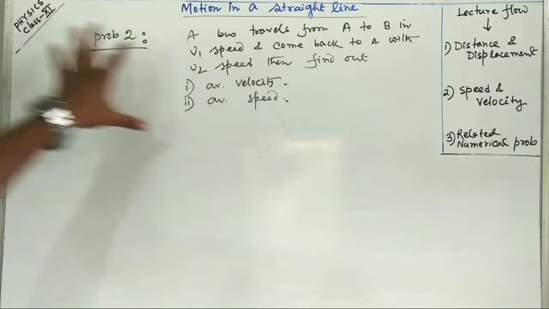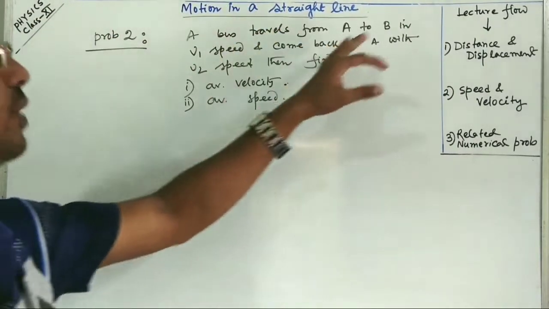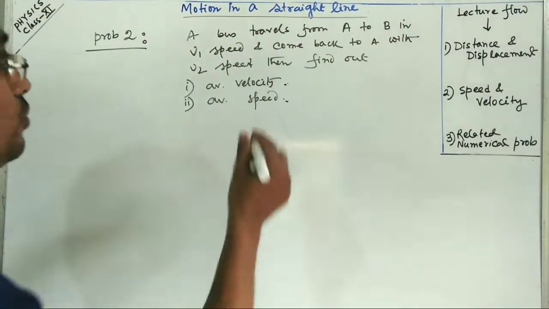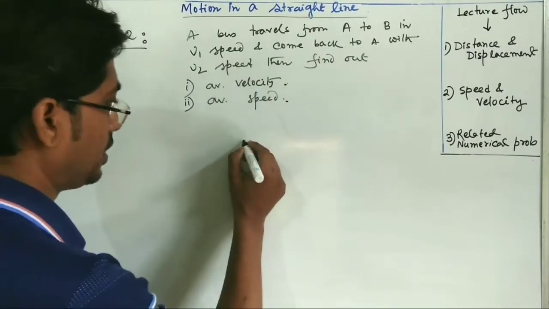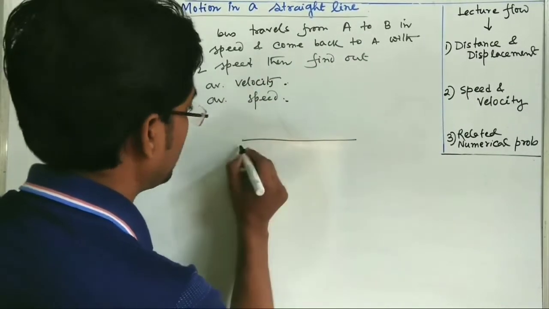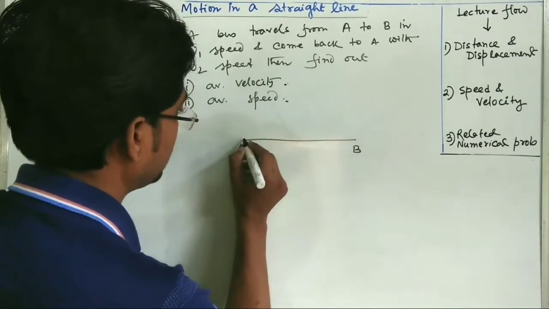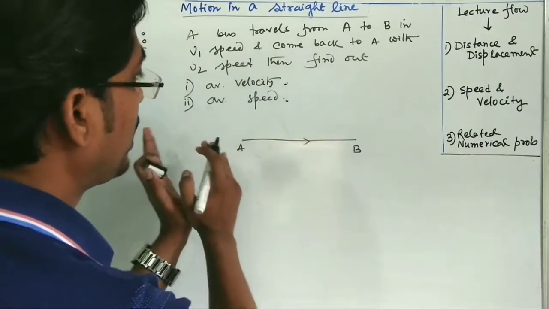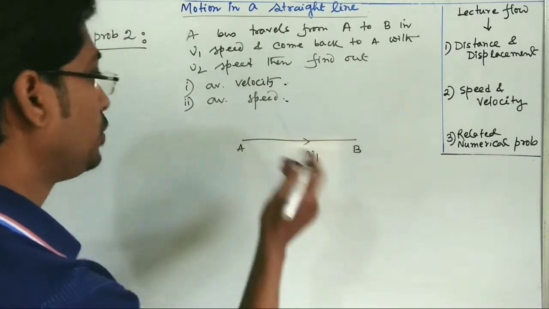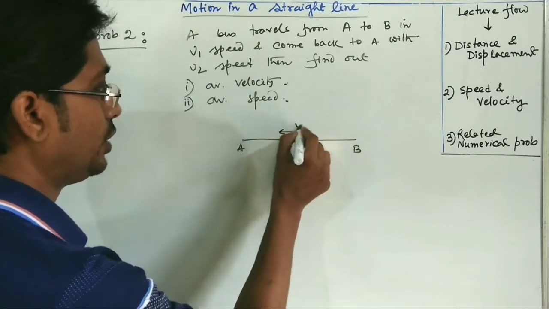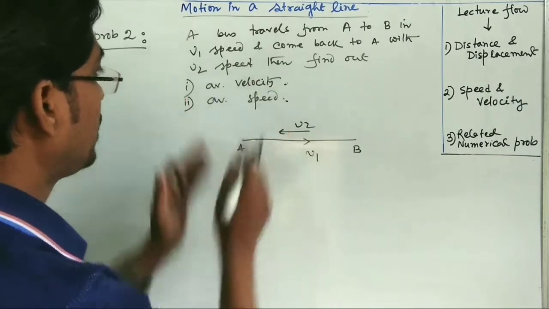Okay, so it is our second problem. A bus travels from A to B at v1 speed and comes back to A at v2 speed. Then find out the average velocity and average speed. Then draw it: A to B. The bus moves from A to B at v1 speed and comes back from B to A at v2 speed. Then find out the average velocity and average speed.